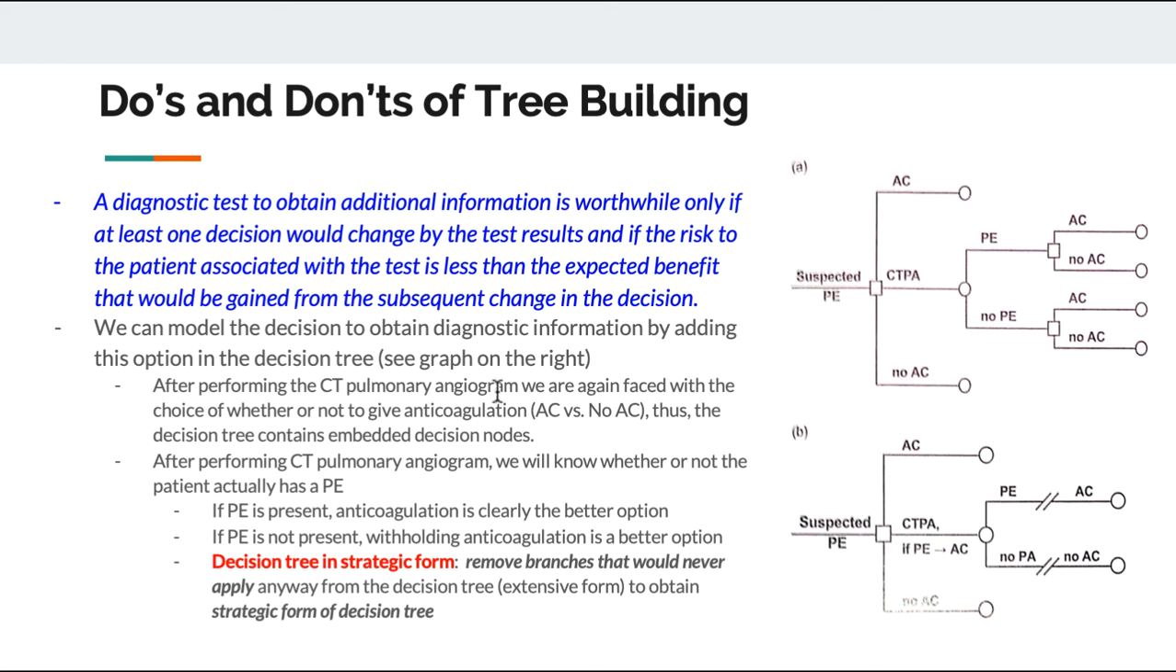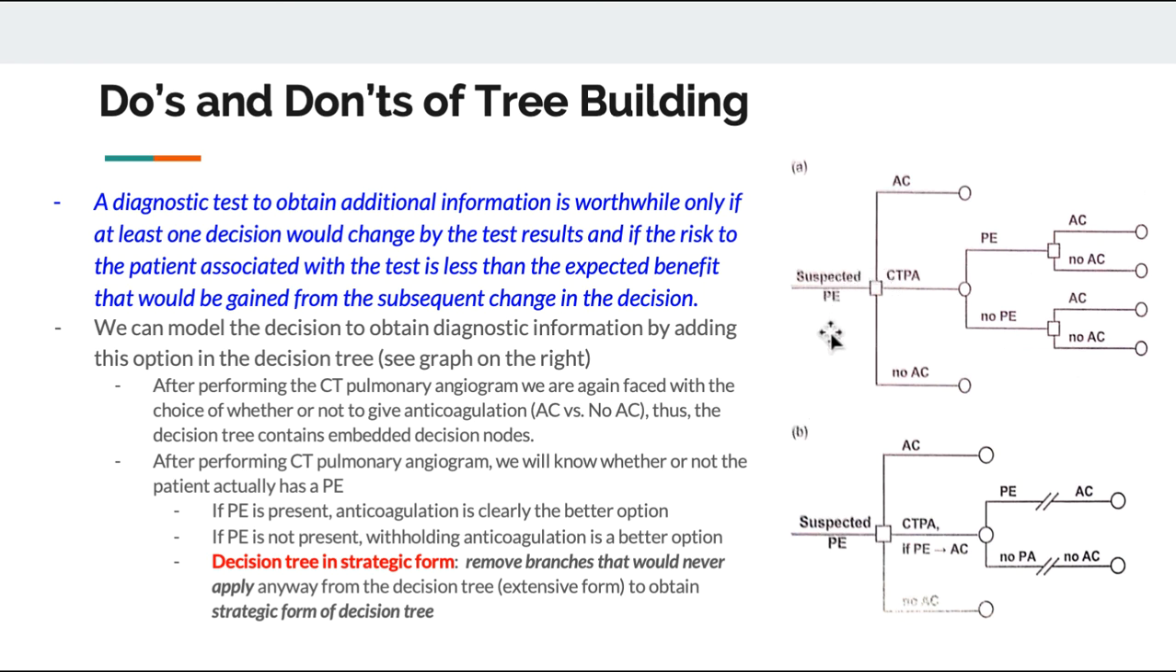In our example, we can model the decision to obtain the diagnostic information by adding this option as well. As before, we eliminated the third option, but actually we can put that third option into consideration as well. In this case, after performing the CT pulmonary angiogram, we are again faced with the choice of whether or not to give the anticoagulation, AC versus no AC. So the decision tree contains an embedded decision node in this scenario as well.